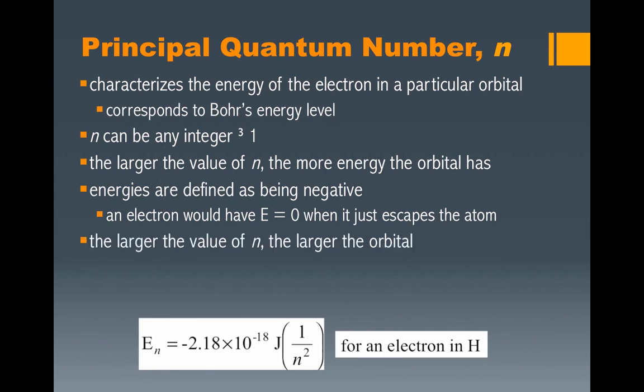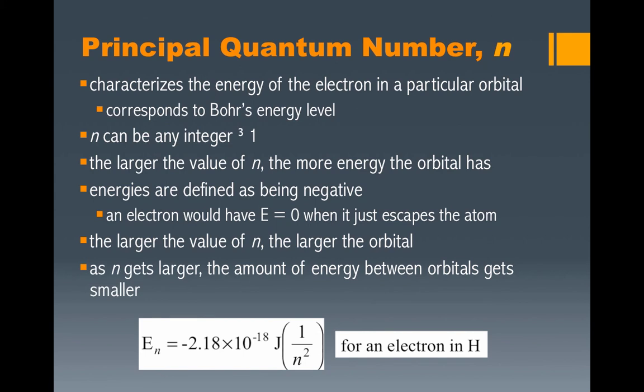So the principal quantum number, n, characterizes the energy of an electron in a particular orbital. They correspond directly to Bohr's integers. So n can be an integer 1 to 7. So the larger the value of n, the more energy the orbital has. The energies are defined as being negative because an electron would have zero energy when it escapes the atom. So basically, if you want an electron to be separated, you always have to put energy in because the energy is going to be negative.